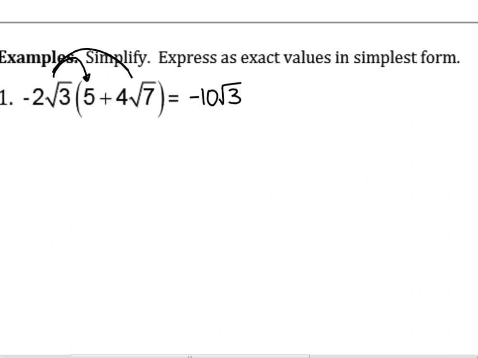Okay, what's negative 2 root 3 times 4 root 7? So first, negative 2 times 4 is negative 8, root 3 times 7 is root 21. Can either of those be simplified? 3 can't. The only factors of 21 are 1, 3, 7, and 21. So we're done. Okay? Here, you get to turn the page.